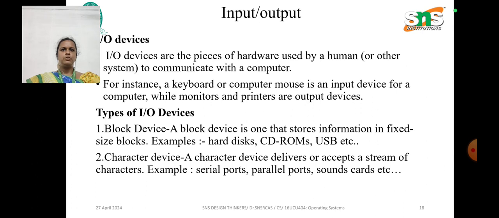Input devices are the pieces of hardware used by the human to communicate with the computer. For instance, a keyboard or a mouse is the input device for the computer, while monitor and printers are the output device. The types of input-output devices are block device and the character device. A block device is one that stores information in fixed size blocks. Example, hard disk, CD-ROMs, USBs. Character device is a device which delivers or accepts the stream of characters. Example, serial port, parallel port, sound card, etc.